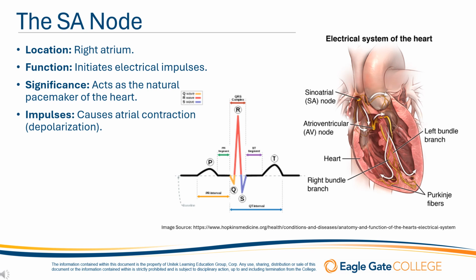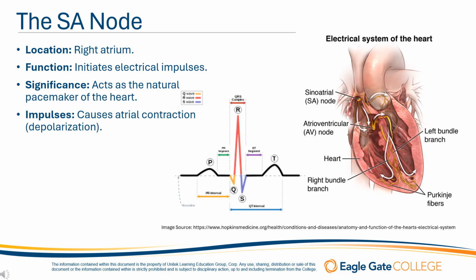The sinoatrial node, also called the SA node, is a crucial part of the heart's electrical conduction system. It is situated in the upper part of the right atrium near the entrance of the superior vena cava. This location allows it to effectively control the rhythm of the heart by initiating electrical impulses that spread throughout the atria. The primary function of the SA node is to initiate electrical impulses.